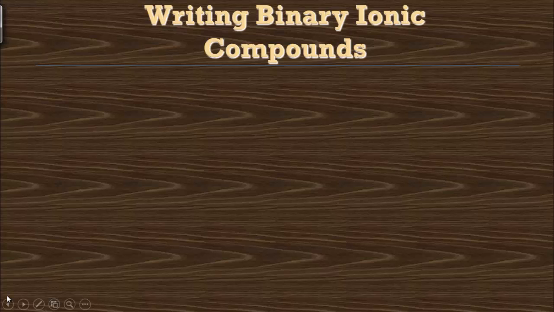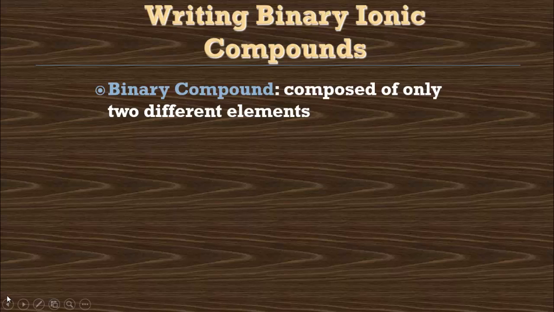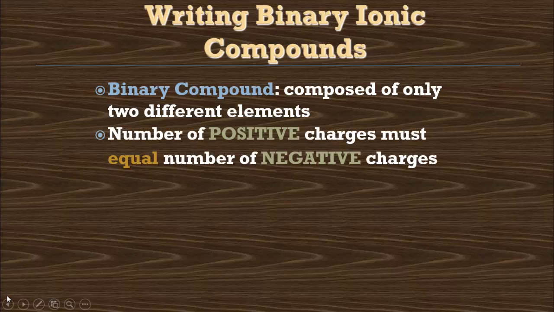So we are going to begin by writing binary ionic compounds. If we remember, a binary compound is composed of only two different elements. So binary meaning two. The number of positive charges must equal our number of negative charges. So remember, when we're building these compounds, we're looking at ionic compounds. So we're going to take a positive cation and a negative anion, and we are going to combine them. When we combine them, we want to make sure that the charges are equal, because our compounds are always neutral.